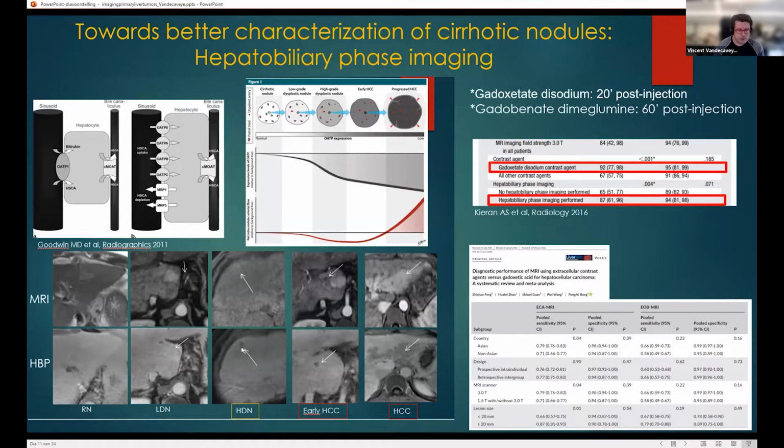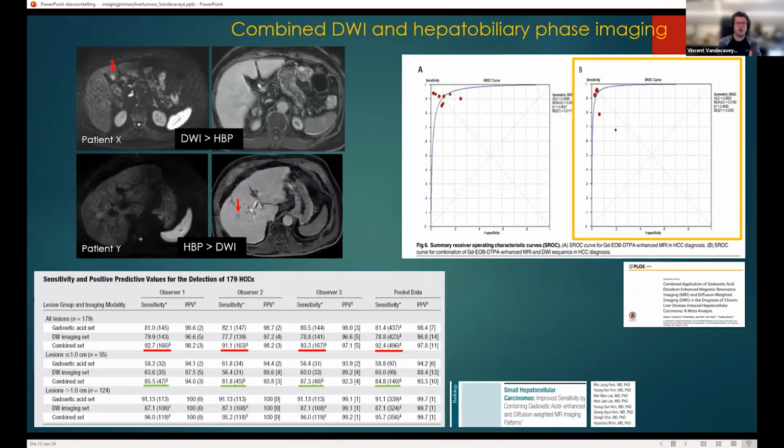But as soon as we have a high-grade dysplastic nodule, look at this, the hepatocellular cancer, and a bit more difficult, this is an infiltrative hepatocellular cancer. Then it becomes really easy to detect the tumor because it becomes hypointense compared to the liver parenchyma that is excreting the contrast. So we know that the combination of diffusion and hepatobiliary phase imaging contributes the most.